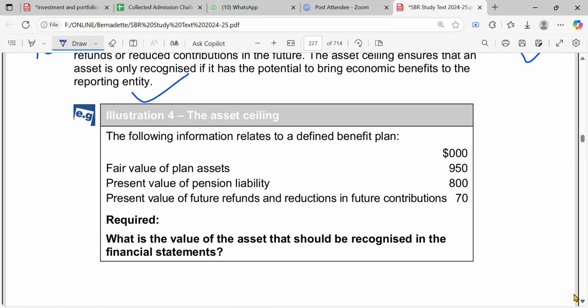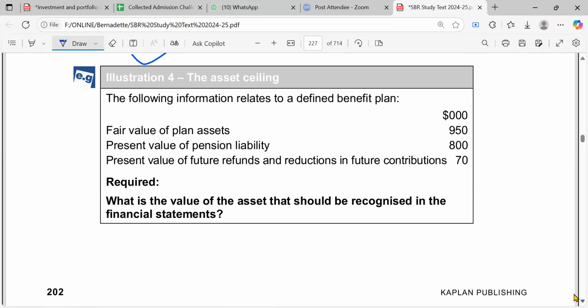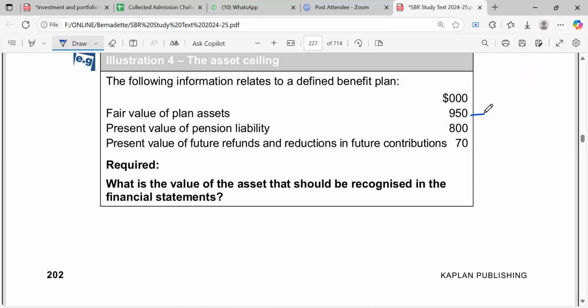Let's look at this. It says the following information relates to a defined benefit plan. You have the fair value of plan assets, 950. Present value of pension liabilities, 800. Then present value of future refunds and reductions in future contribution, 7. What is the value of the asset that should be recognized in the financial statements? In the way they have written this, they shouldn't have said it, but we don't actually speak of the asset as an asset, right?